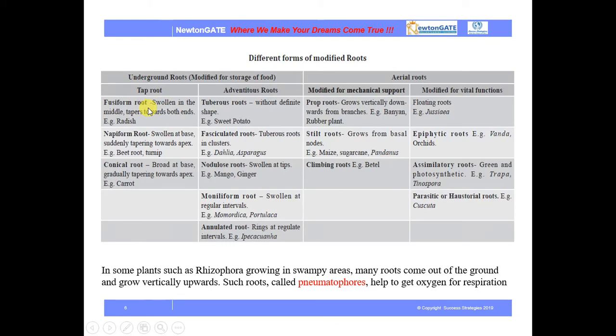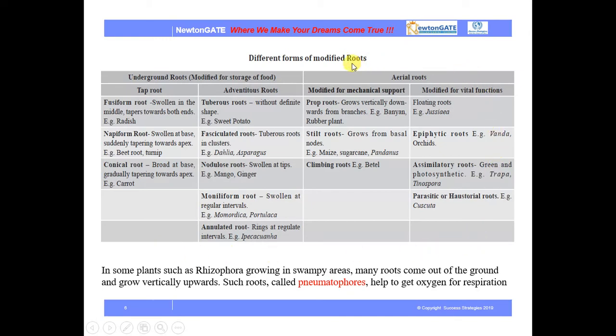like the modifications of tap roots are fusiform roots, napiform roots, conical roots. The modifications of adventitious roots are tuberous roots, fasciculated roots, nodulose roots, moniliform roots, annulated roots. You need to remember or memorize each and every form of roots very carefully because questions will definitely be asked from this portion, students.